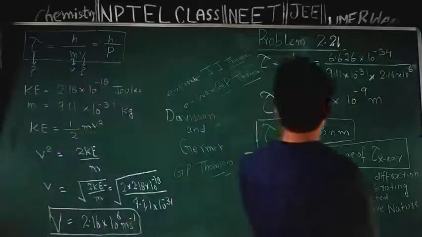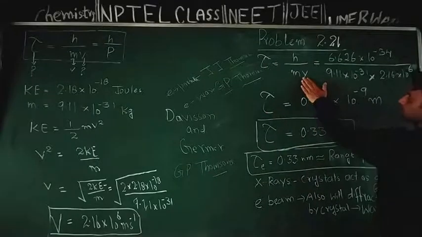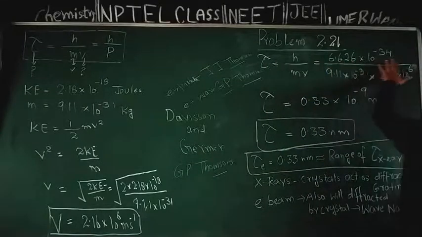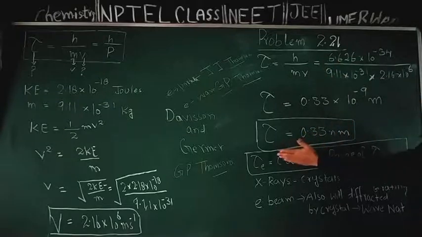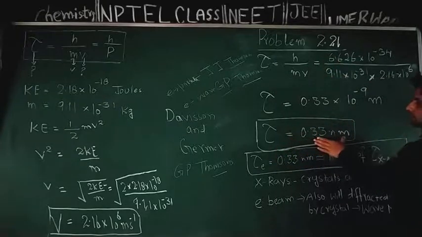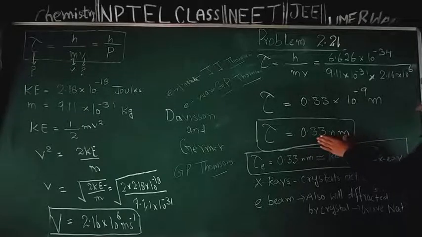Then I am in a position to use this expression. H is 6.626 into 10⁻³⁴. I substituted value of H, mass of electron, and velocity of electron, which I calculated in first step. I got wavelength of the wave associated with moving electron equal to 0.33 nanometer.